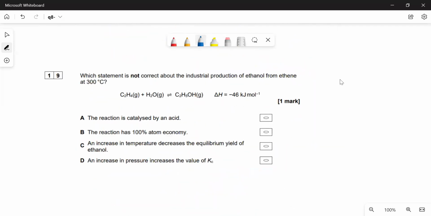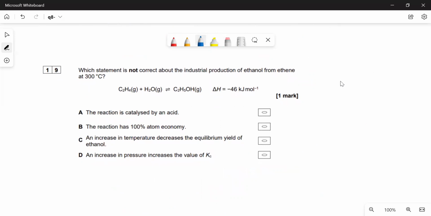19. Which statement is not correct about the industrial production of ethanol from ethene? Right. The reaction is catalyzed by an acid. It is phosphoric acid. The reaction has 100% atom economy. Well, it does, because look, that's the only product that you make. You don't make any other products. An increase in temperature decreases the equilibrium yield of ethanol. That would be true, because this is an exothermic reaction, so high temperatures would favor going backwards.